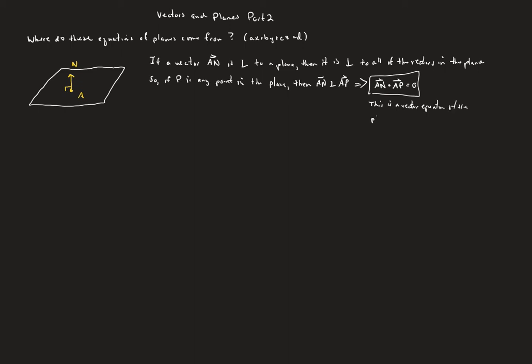And so we're going to see how we go from the vector equation to what we're looking for here, this ax plus by plus cz equals d. So let's see what kind of Cartesian equation this leads to.